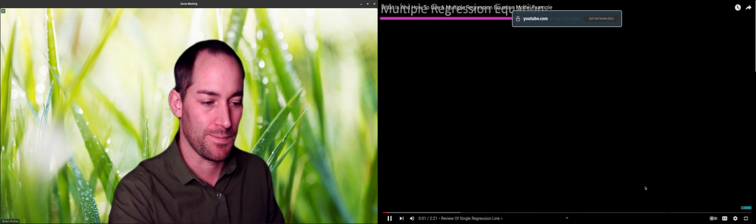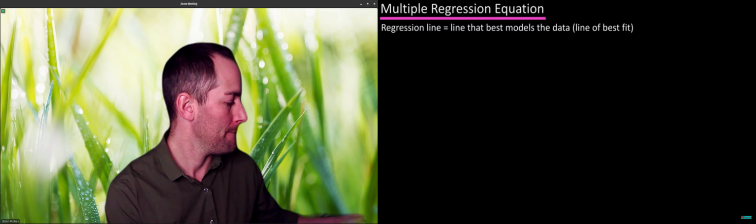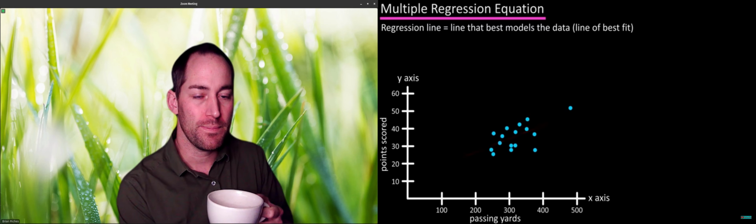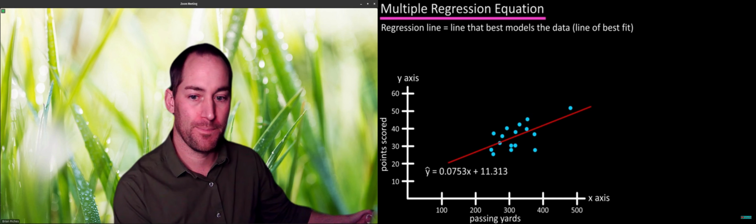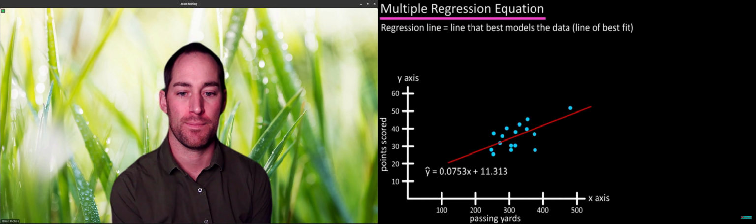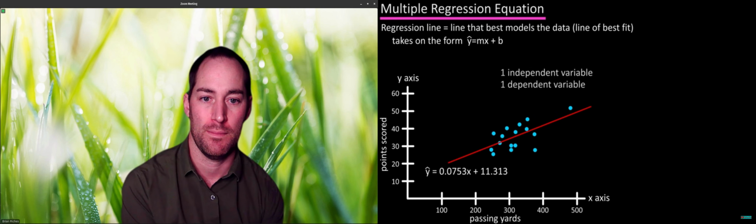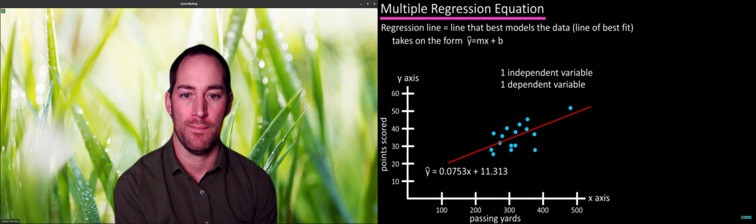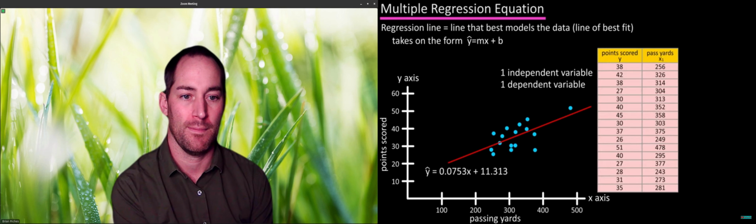In the previous video, we discussed that a regression line is a line that best models the data, the line of best fit. For instance, here is a scatter plot of the data for passing yards and points scored. Here is the regression line, which is y hat equals 0.0753 times x plus 11.313, and it takes on the form of y hat equals mx plus b. In this example, we used one independent variable, x, or passing yards, to predict a dependent variable, y, points scored. And here is the table with the ordered pairs used to develop that regression line.